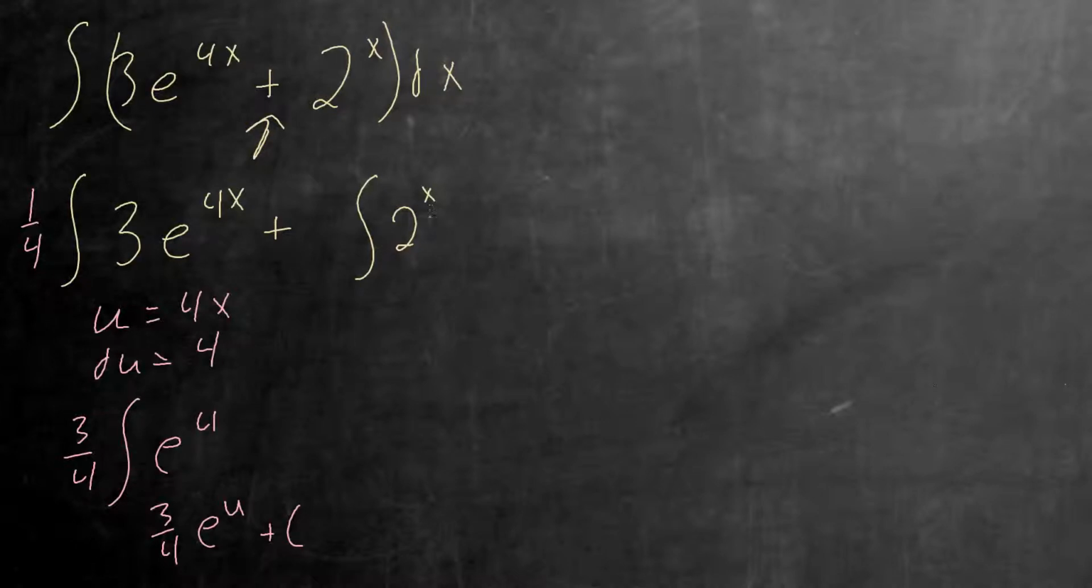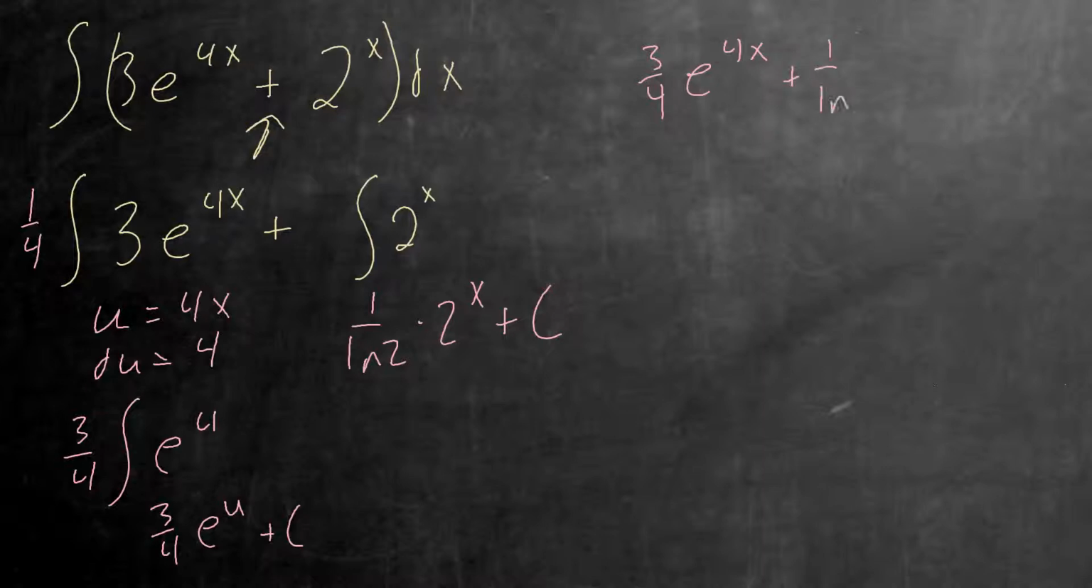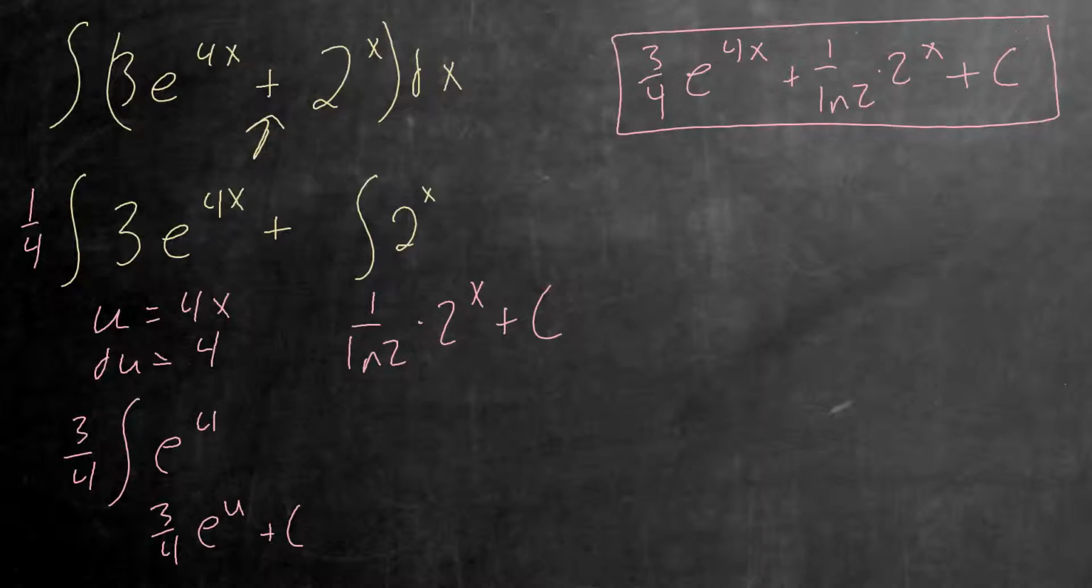The antiderivative of 2 to the x is 1 over natural log of 2 times 2 to the x plus c. So now let's just put them back together with resubstituting in the u of 4x. So 3/4 e to the 4x plus 1 over the natural log of 2 times 2 to the x. And then we combine c1 and c2, we get c. Good answer there. And let's take a look at B.